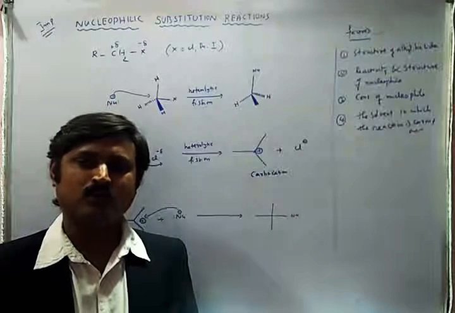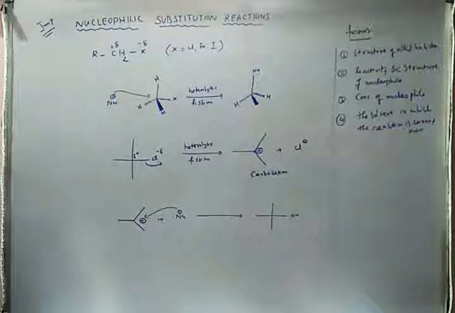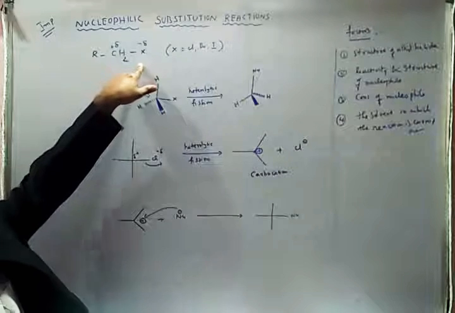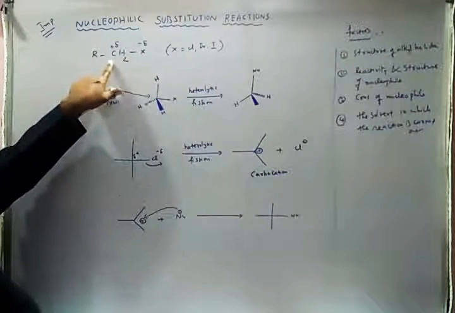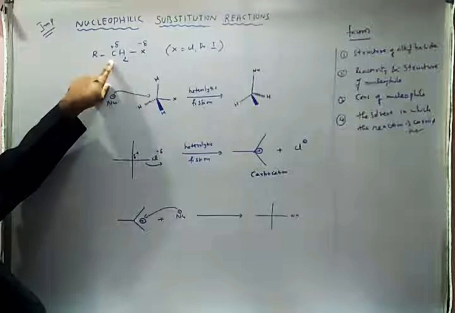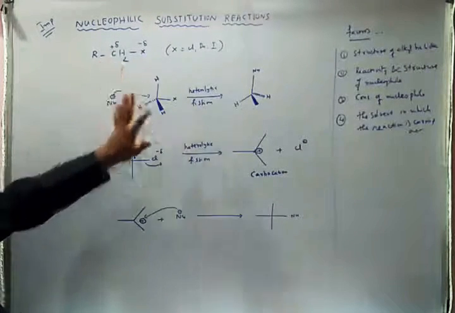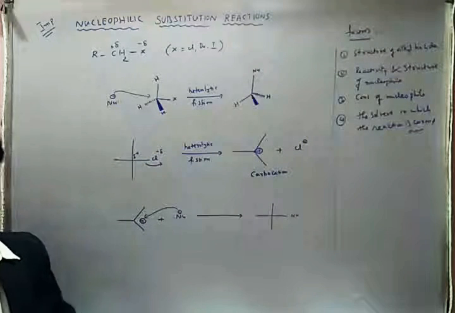Here the halogen is more electronegative. Here I have taken a haloalkane with the general formula RCH2X. In this, the halogen is more electronegative than the carbon, so the two atoms do not share the pair of electrons equally. They share unequally.